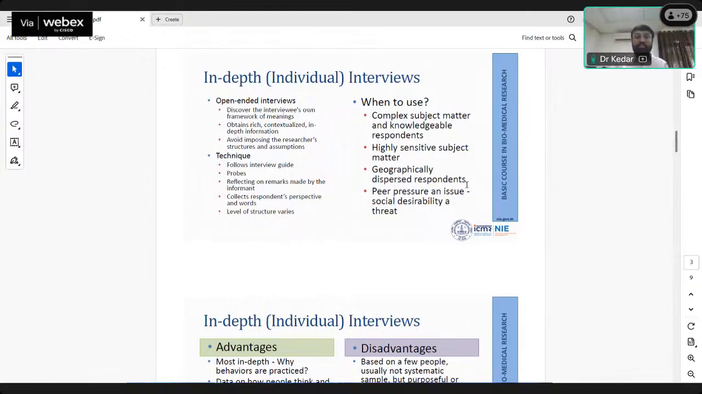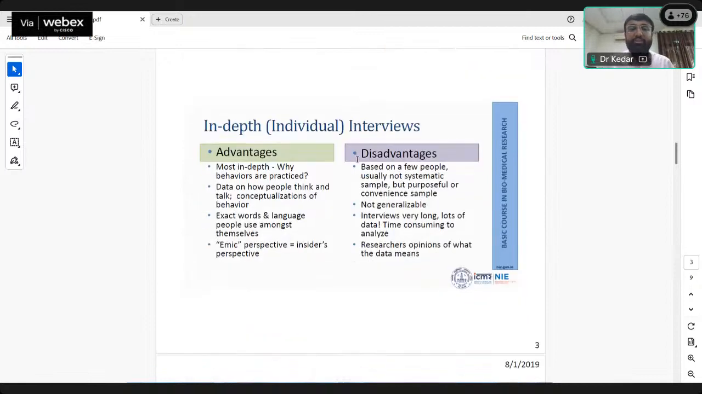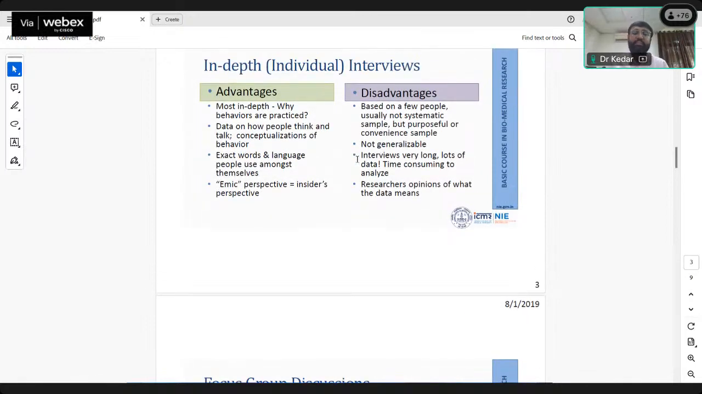Sorry for the inconvenience. So in in-depth interview, there is an interview guide, and we have certain probes, and we reflect some remarks made by the informant also. Now, the advantage of in-depth interview is we get an advantage of why behavior are practiced, how people think and how they are talking, and what is their behavior. And as I mentioned, another MCQ is emic perspective, that is insider's perspective.